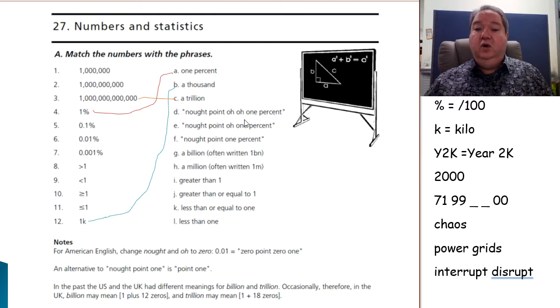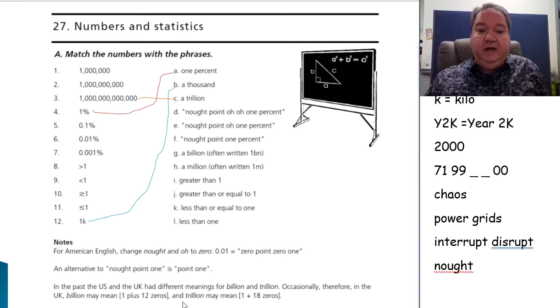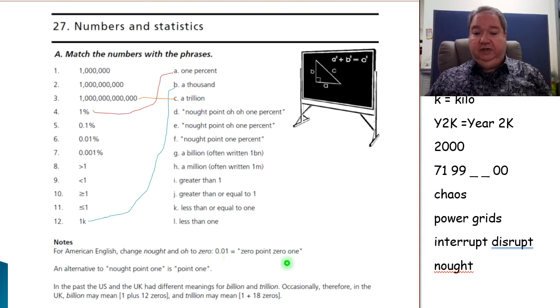Not 0.001%. What does the word not mean? Not. Well, if you look down here at the bottom, it says for American English, change not and O to 0. So, for example, 0.01. Okay? You'll hear this used occasionally with years. In the early 1900s, people would talk about 09, 1909. 09, they would say is 09, without or not 9. Okay?